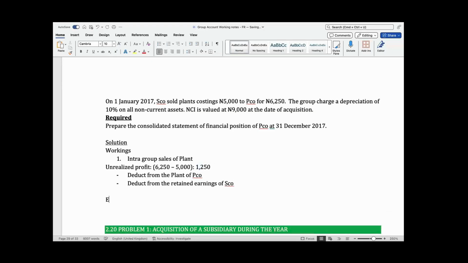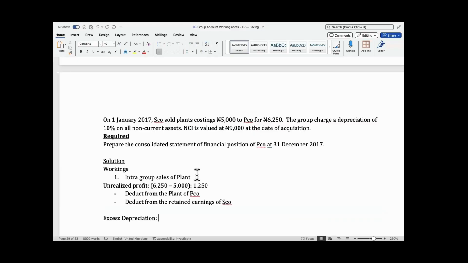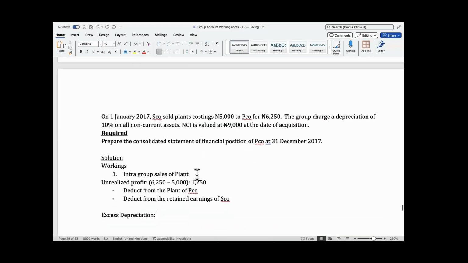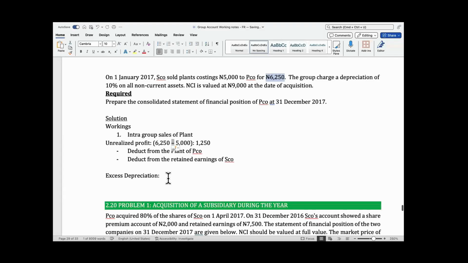Additionally, there is now excess depreciation. Ordinarily, depreciation should be calculated on 5,000, but because Pico bought the asset at 6,250, he will have calculated depreciation on 6,250. So he must have charged depreciation to the extent of the profit, an excess. So there's an excess depreciation of 125.